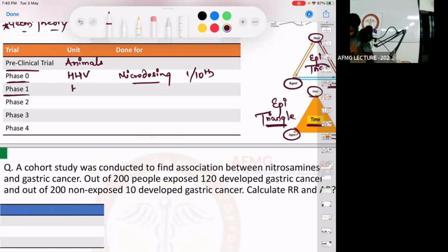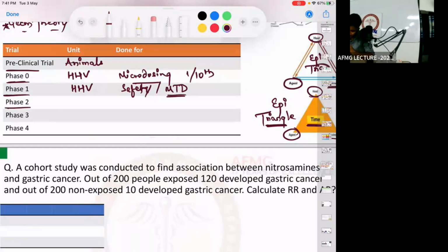Phase 1 is also done on healthy human volunteers. And what is assessed in phase 1? We assess the safety of a drug. Sometimes they also give non-toxicity of a drug. And second is maximum tolerable dose. What all do we assess in phase 1? Safety and maximum tolerable dose.